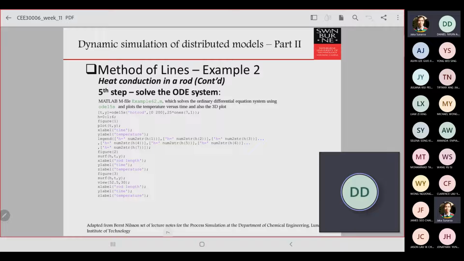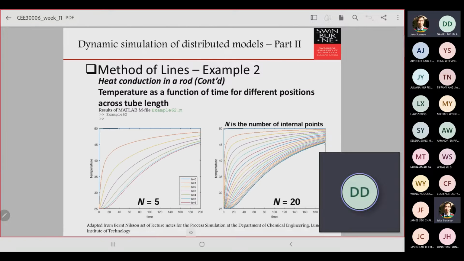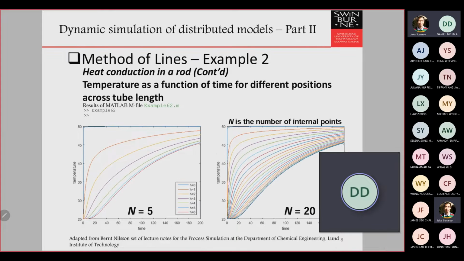And then the next one in here is where we use the driver to solve the particular problem. We're going to solve it using ODE15s. If we run this, then we have 7 points: 0, 1, 2, 3, 4, 5, 6. So this is for 5 internal grid points. If we use 20 internal grid points, then we will have 22 points in here, the one on the right hand side, basically.